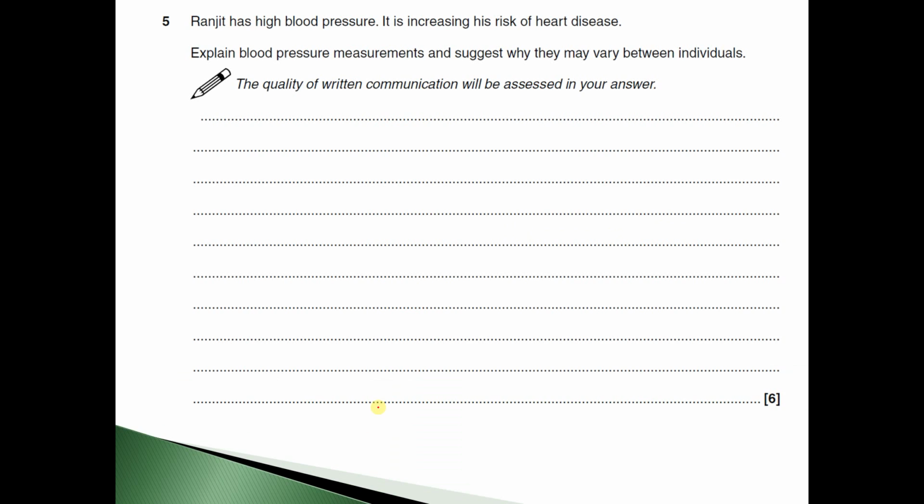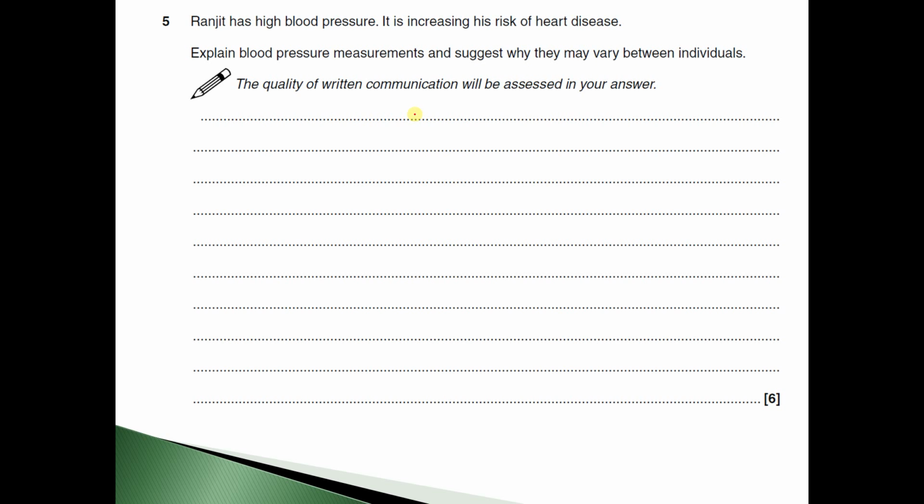Number 5. So, Ranjit has high blood pressure. It's increasing his risk of heart disease. Explain blood pressure measurements, part 1 of the question, and suggest why they might be different or vary between individuals. The quality of written communication will be assessed in your answer. It's a 6 marker. You've done these before. We'll have a look at this.